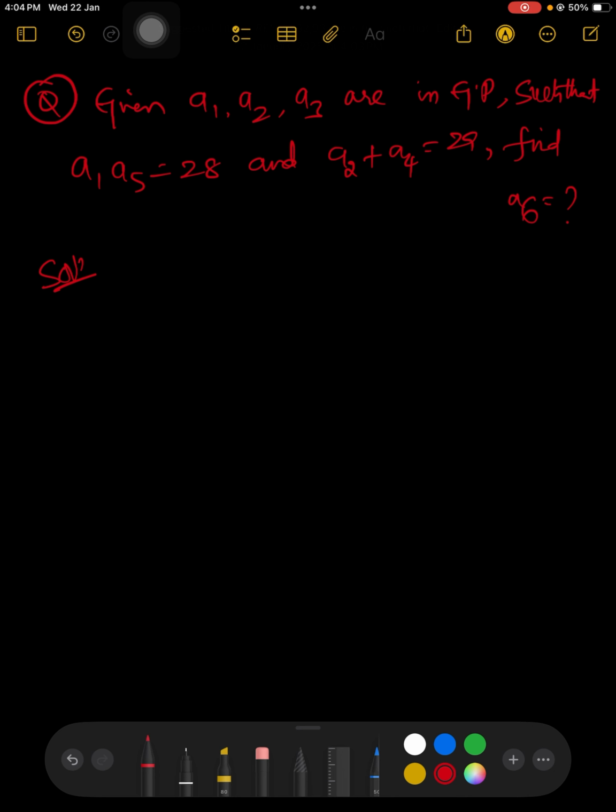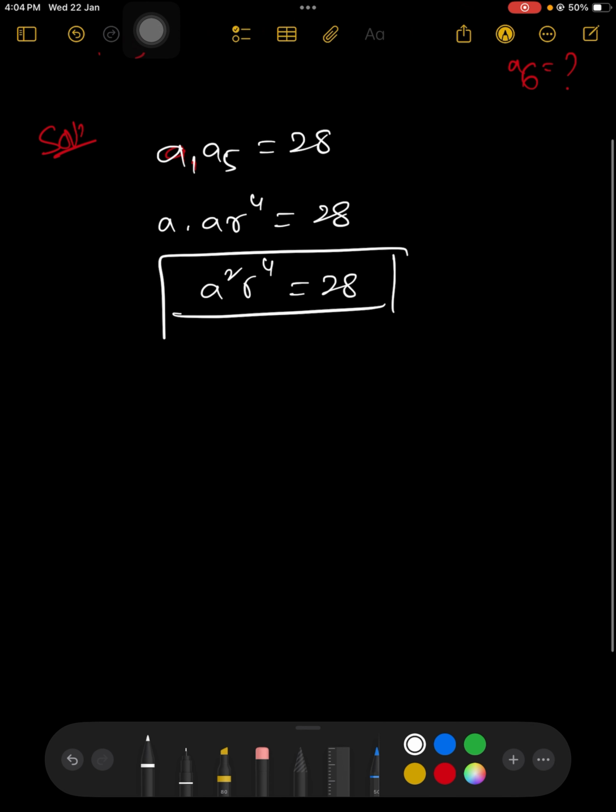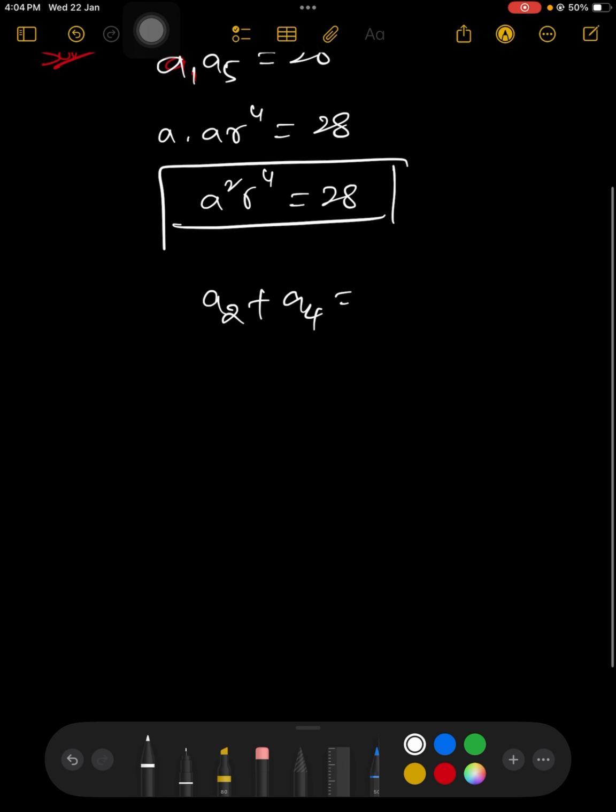And the next question is from sequence and series. A1, A2, A3 and so on are in GP. Then the first one is A1 into A5, the given is 28, that is A into AR power 4 equal to 28, A square R power 4 equal to 28, they mentioned. Next one is A2 plus A4, which equals 29. Right, A2 is nothing but AR, and A4 is AR cube, that is equal to 29.